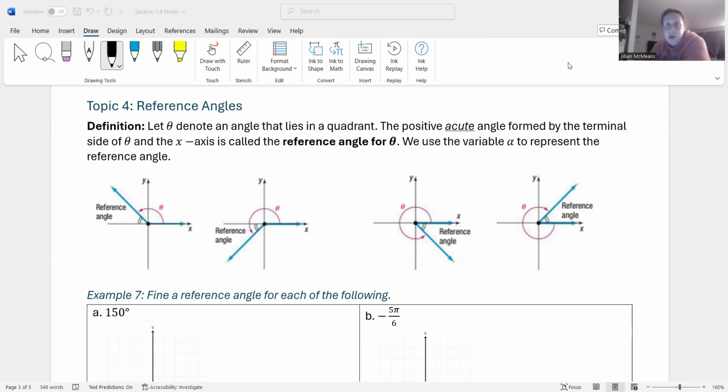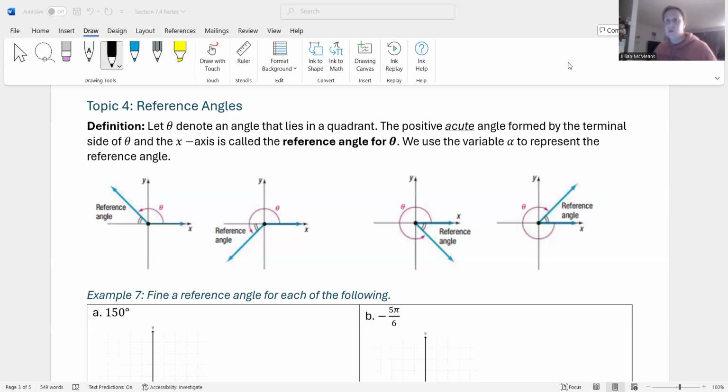So let theta denote an angle that lies in a quadrant. It doesn't matter which quadrant. The positive acute angle formed by the terminal side of theta and the x-axis is called the reference angle for theta. We use the variable alpha to represent the reference angle, okay? So no matter what quadrant the terminal side of theta lives in, you can always draw an angle from the terminal side to the x-axis, and that is always going to be a positive acute angle.